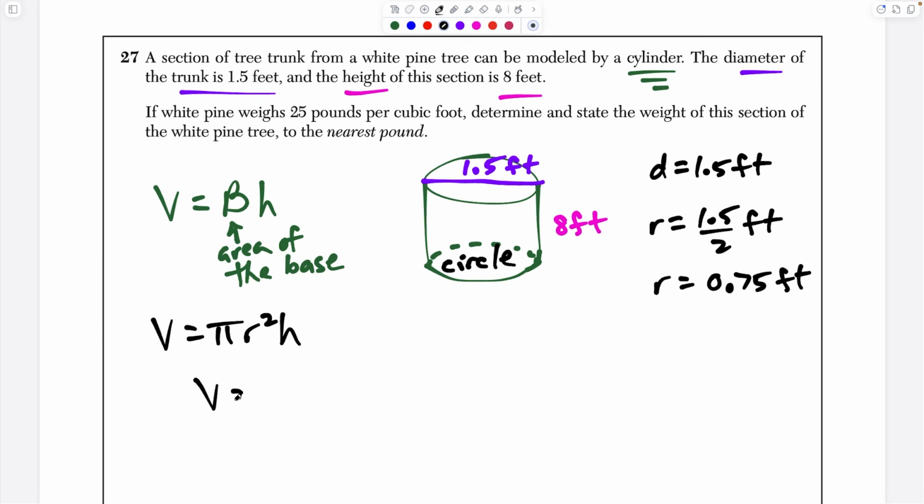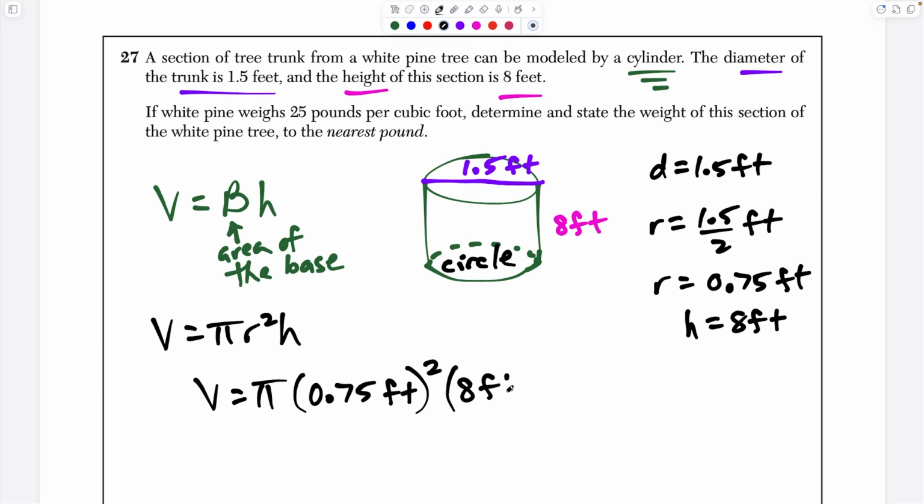So I would start this by just finding the volume. So I do volume equals pi times 0.75, and we have feet inside here being squared, and then the height here is equal to 8 feet. Okay, I should also define here the height is equal to 8 feet. So that's what's getting substituted into the formula.